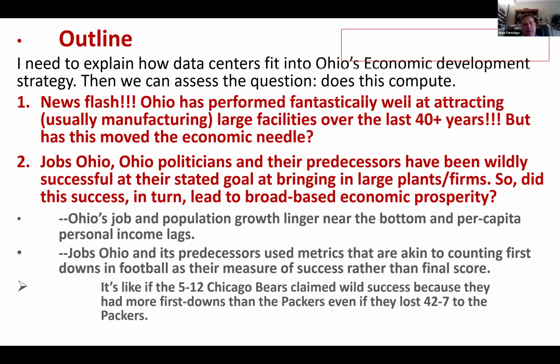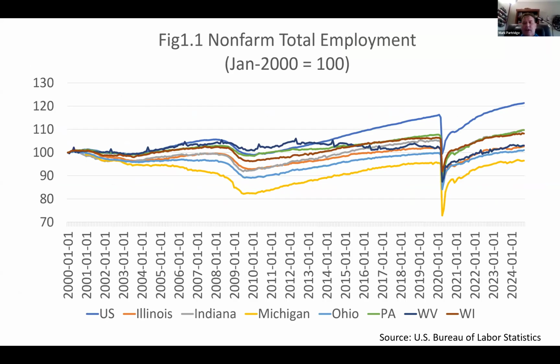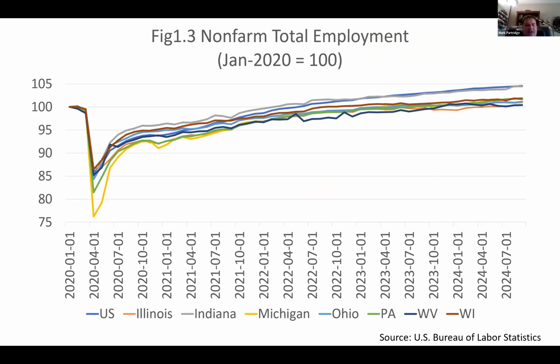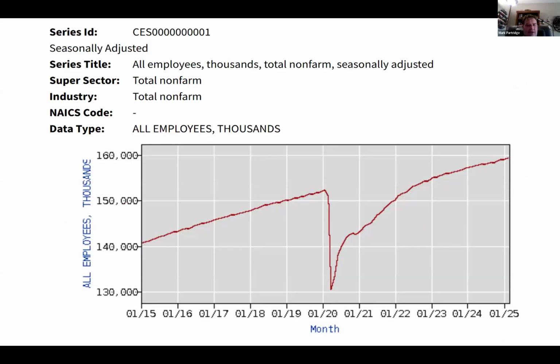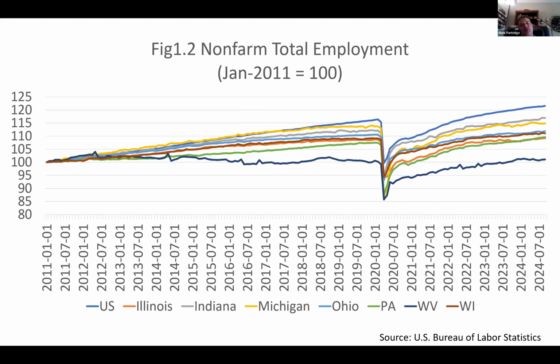So I'll talk more about that, but I made a lot of claims here. Let me give you some evidence. I got a bunch of these graphs. Let me see. Okay, I'll do this one right here. What this shows is a benchmark to 100. How many jobs did the U.S., Illinois, Indiana, Michigan, Ohio, Pennsylvania, West Virginia, and Wisconsin create? In other words, if you go up to 105, that means you created 5% more jobs than what you had in 2011. You see a lot of lines.